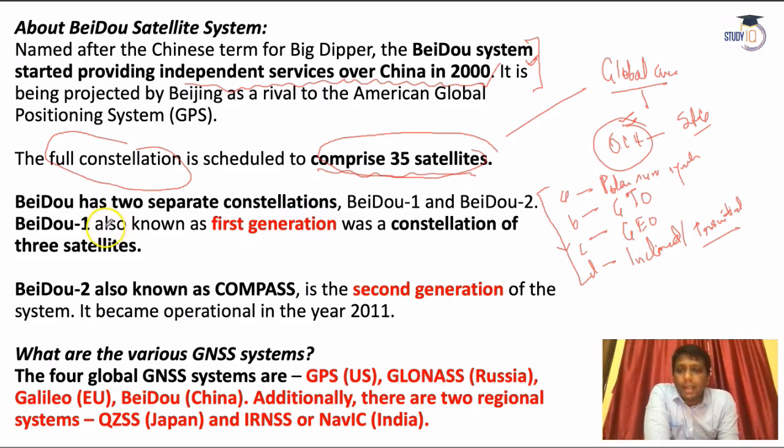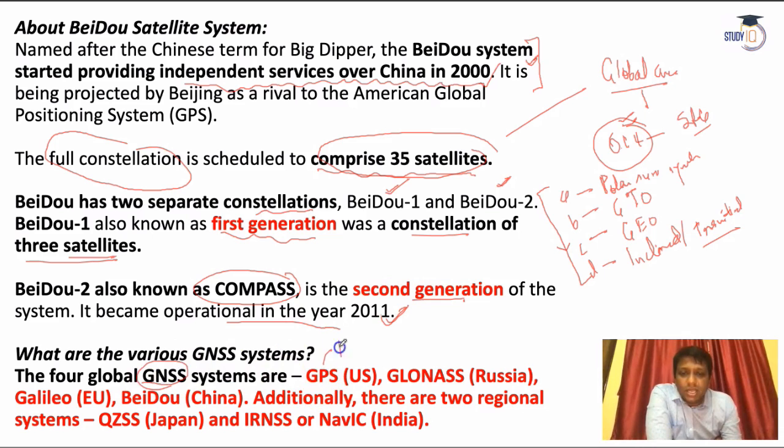Beidou has two separate constellations: the Beidou 1 group and the Beidou 2 group. Beidou 1 is the first generation and has a constellation of a total of 3 satellites. Beidou 2 is also known as Compass. It's a second generation system. It became operational in the year 2011.